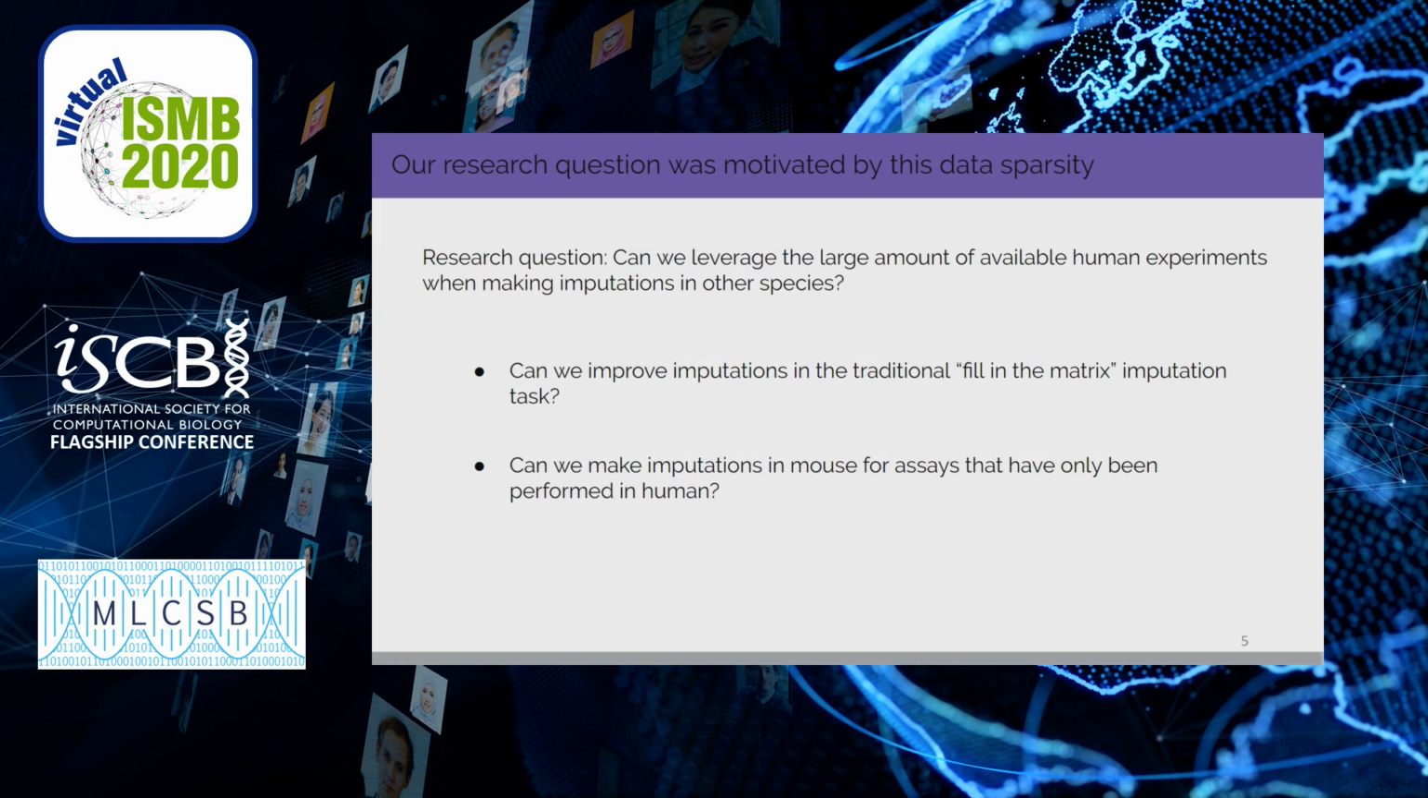This is an example of a zero-shot problem, which is where you're trying to make predictions in a setting where you don't have any available training data. In this case, what we're trying to do is make predictions for assays that have only ever been performed in human.